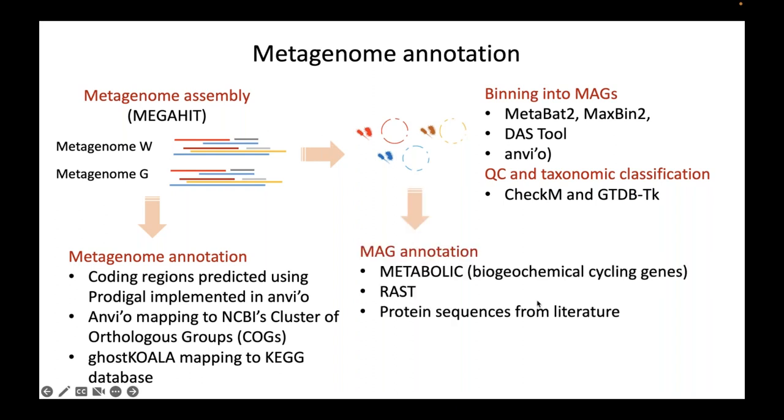I also annotated each MAG using METABOLIC. METABOLIC is an automated tool that identifies specifically biogeochemical cycling genes in each MAG. I also submitted the MAGs to the RAST server to identify biogeochemical cycling genes that are not picked up by METABOLIC. And in order to discover novel genes that would possibly be missed by these automated annotation tools, I also compiled a list of Sulfurospirillum and Desulfobacterales sequences from the literature to look for other genes that are not picked up by this software.